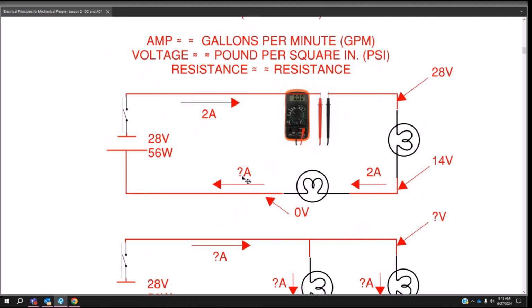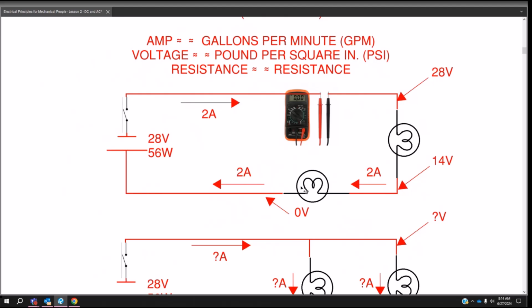Gotcha. Just because the voltage is going down doesn't mean the amount of current going through is going down. Correct. The amps don't change in a series circuit like this. The voltage will change, because that's what's pushing the amps along.